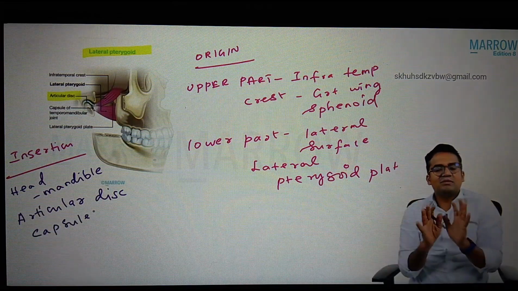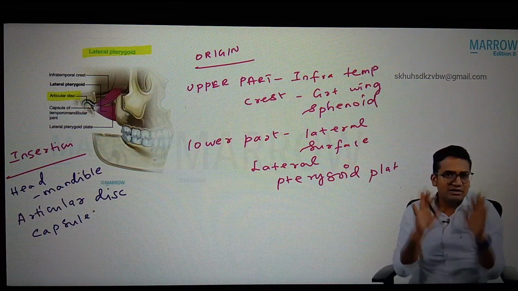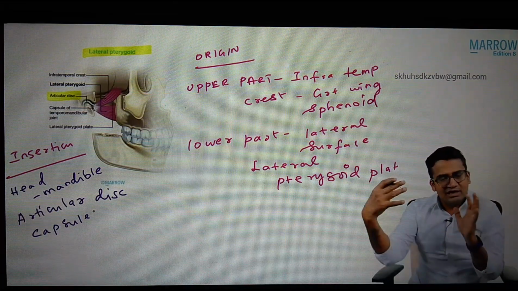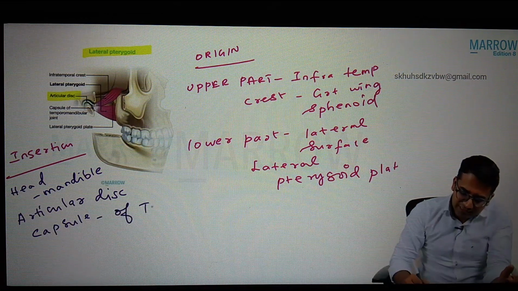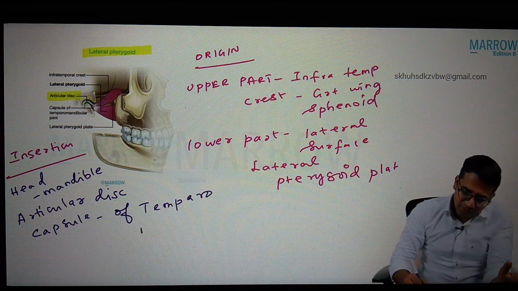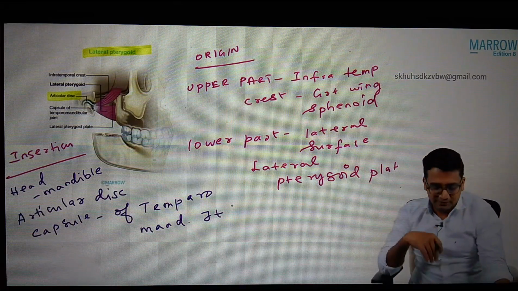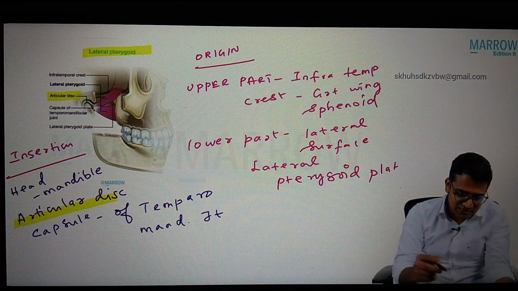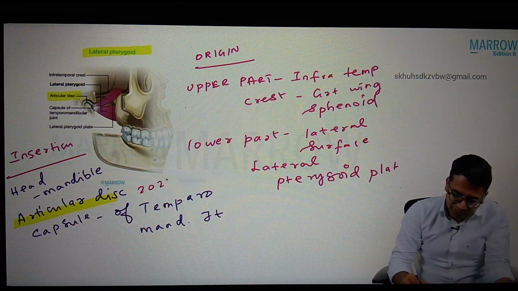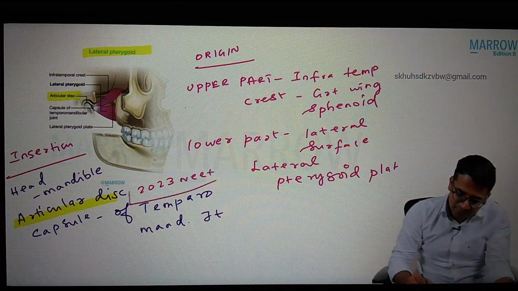See, covering this mandibular fossa and the head of the mandible, we have the capsule of the temporomandibular joint. Now these muscle fibers also attach to the capsule of the temporomandibular joint. Okay, this is the insertion point. Again, this muscle attaches to the articular disc, and that is a question we got in the 2023 NEET exam.